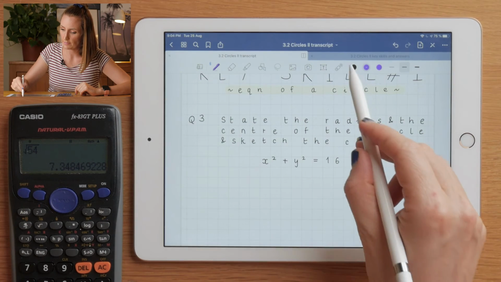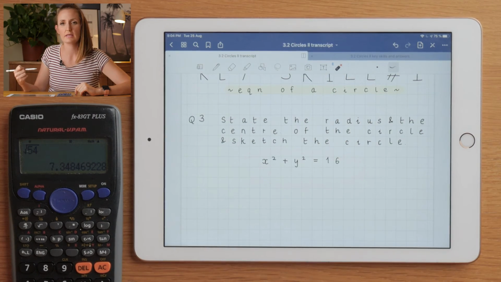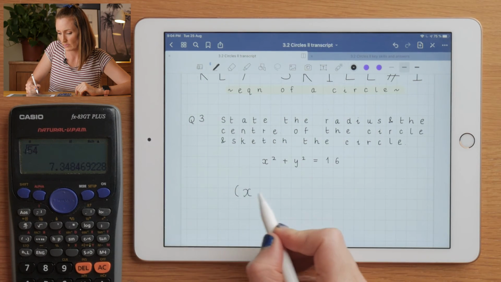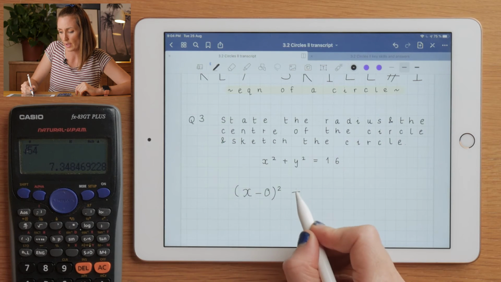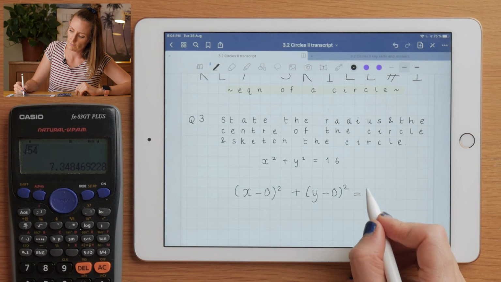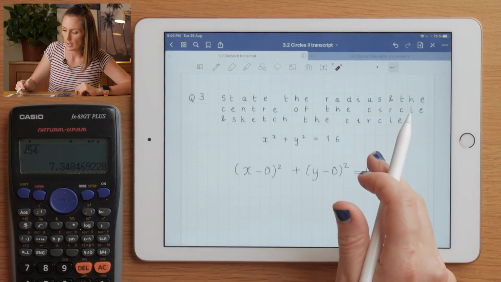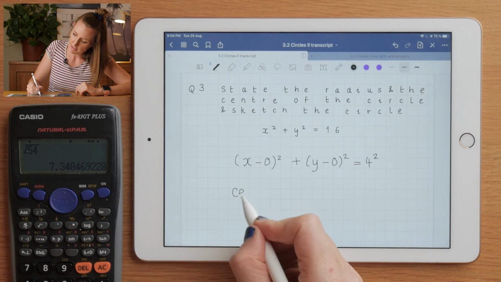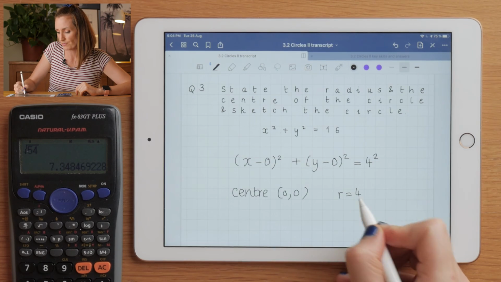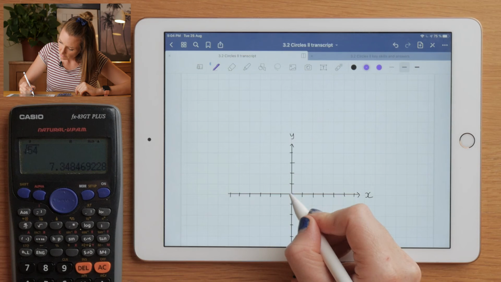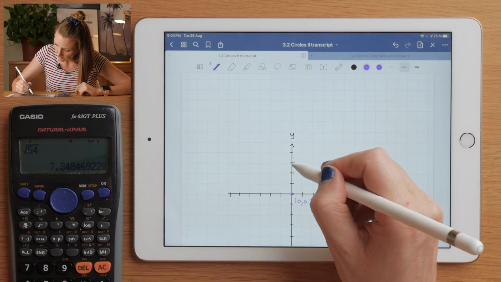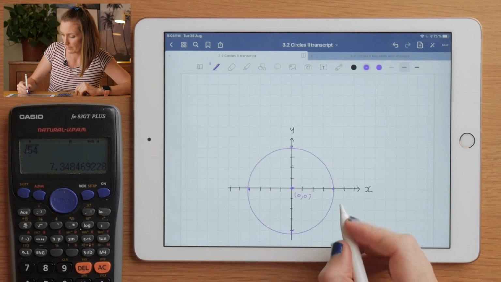Okay, last one in this key skill. This one looks a bit tricky because it's harder to see it in terms of the formula that we've been looking at. But if you think about this equation like this, (x - 0)² + (y - 0)² = 4², you can even write your radius as a square. It becomes quicker to see that the center must be (0, 0), or the origin, and the radius is 4. So you're marking your center (0, 0) and your radius 4. There we go.